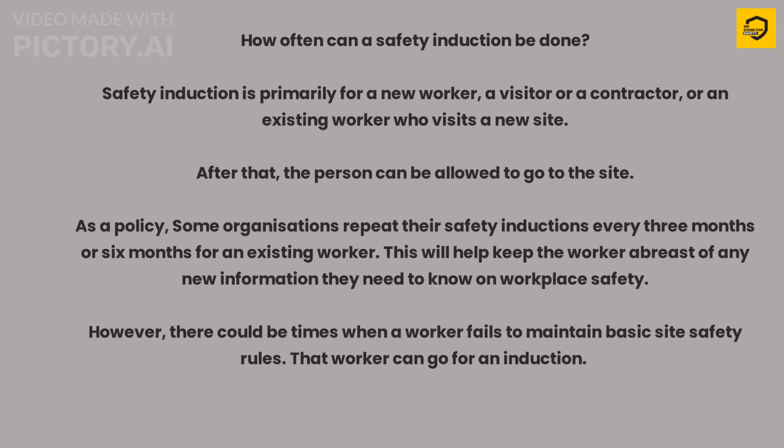How often can a safety induction be done? Safety induction is primarily for a new worker, a visitor or a contractor, or an existing worker who visits a new site. After that, the person can be allowed to go to the site. As a policy, some organizations repeat their safety inductions every 3 months or 6 months for an existing worker. This will help keep the worker abreast of any new information they need to know on workplace safety. However, there could be times when a worker fails to maintain basic site safety rules. That worker can go for an induction.